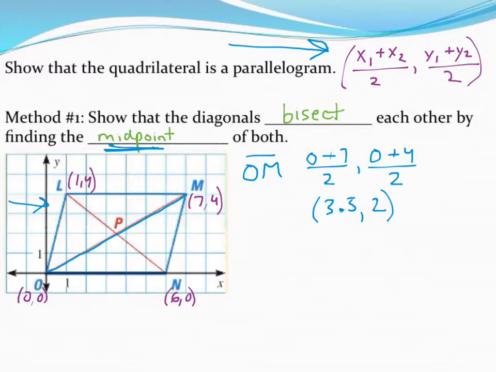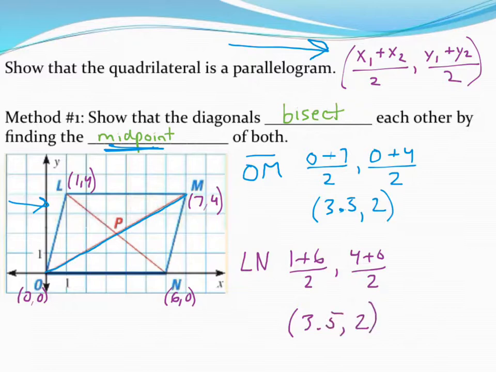We need to find the midpoint of the other diagonal as well and show that it's the same thing. So let's find the midpoint of the segment LN. Again, we're going to use the same formula, so add up your x coordinates, which are 1 and 6, and divide that by 2, and then add up your y coordinates, which are 4 and 0, and divide that by 2. So 1 and 6 gets us 7, and half of 7 is 3.5. And then 4 and 0 is 4, of course, divided by 2 is 2. And so I found both midpoints.